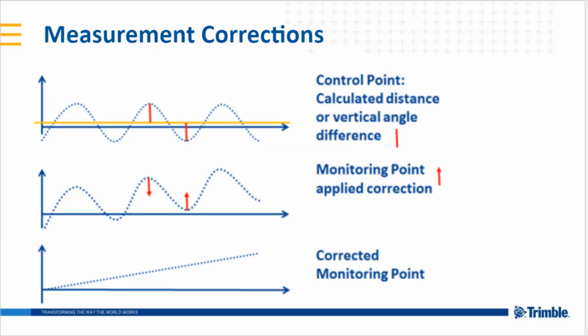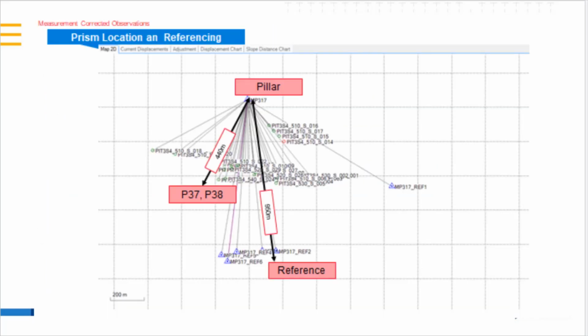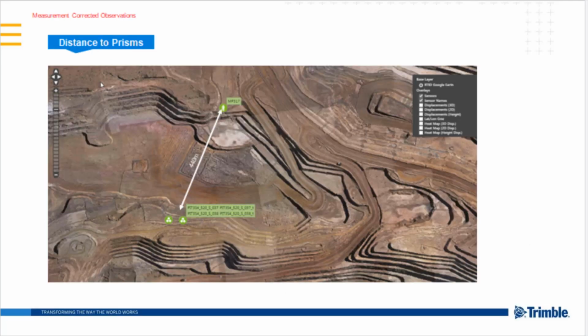In our test system, we don't have a good example for measurement corrections, and so I asked one of our customers from Rio Tinto for some examples. Here you can see their setup. They have a stable total station in their own hut, the monitoring points with distances of around 450 meters, and the reference targets with distances of around 950 meters. And here another photo of the site.